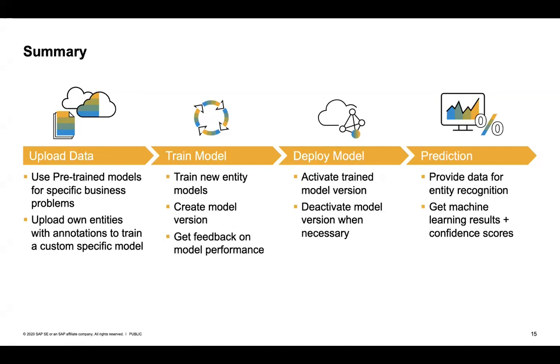And then you would also get feedback on the model performance, as to how accurate it is and what kind of entities it is able to extract. Then the third step would be to deploy the model. The deployment process is nothing but telling the business entity recognition application that I'm ready to use this model, and then I should be able to perform prediction with it. And you can also deactivate this model whenever you think that it is not required. And then the last step is the prediction, which is the most important and primary step, where you use the created model, either the pre-trained model or the trained model, to get the results and the confidence scores.